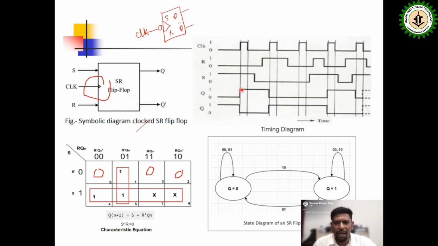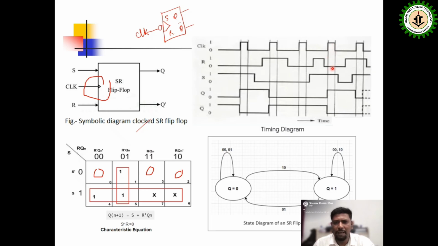So this will be high and continue until the next clock pulse. When the second clock pulse is applied, at that time S value is 0 and R value is 1. So this is the reset state. Here Q goes down and continues at 0 until the next clock pulse. When the third clock pulse is applied, both inputs S and R are 0. So it is the no change state, or memory state, and it continues until the fourth clock pulse.